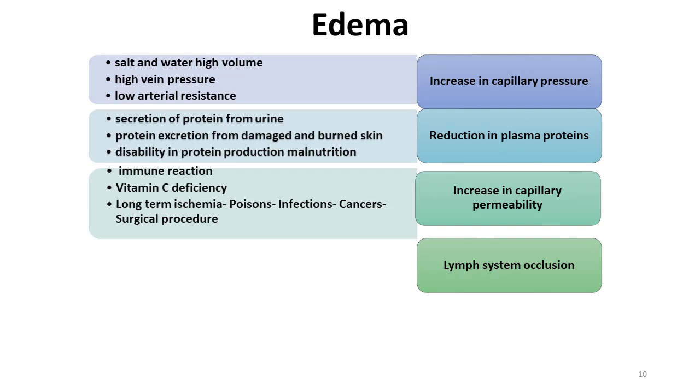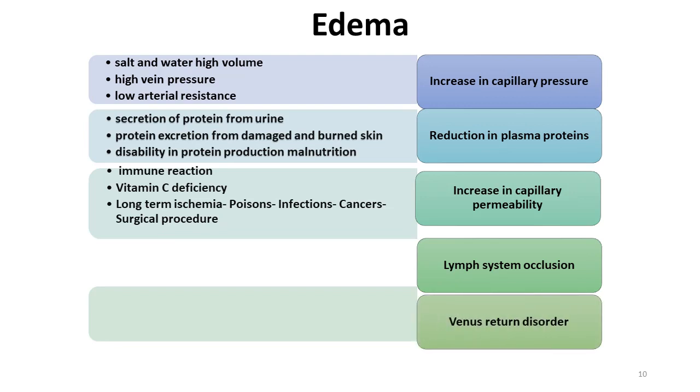The other reason for edema is lymph system occlusion. Some reasons for lymph system occlusion may be related to genetic disorders, cancer, and also parasites like some disorders named filariasis, which can occlude the lymph system, and then the lymphatic system cannot do its own job and edema is seen. The other part is venous return disorder.